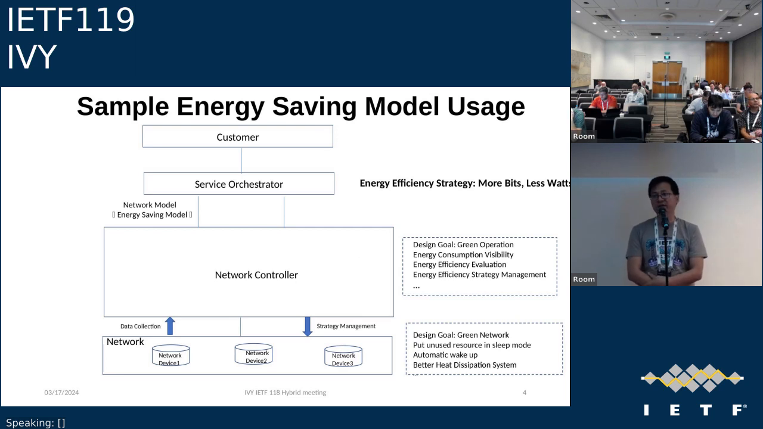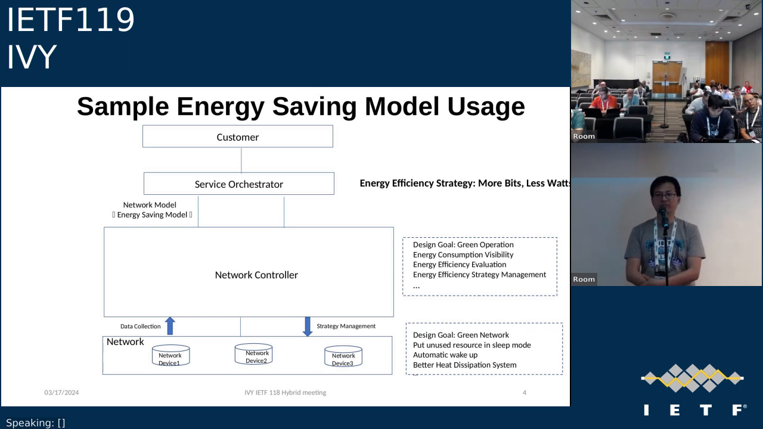So how to position this network energy saving model? Actually, we have this kind of SDN architecture: a customer layer, a service orchestration layer, and a network controller layer. This network controller can manage many devices in a domain. This energy saving model is used on the northbound interface of the network controller. So at the control level, we can provide energy consumption visibility. In addition, we can evaluate the energy efficiency.